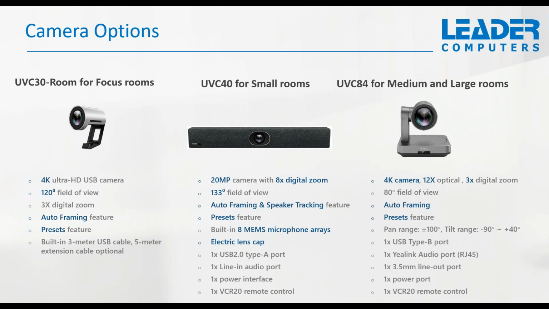Now the UVC 84 is the first camera in the range with that optical zoom capability. So 12 times optical zoom, 4K camera, and 80-degree field of view. So again, going back to that first slide when we're looking at the cameras, more of a solution where the camera is mounted on the short edge of the table and we need to have those optical zoom capabilities.